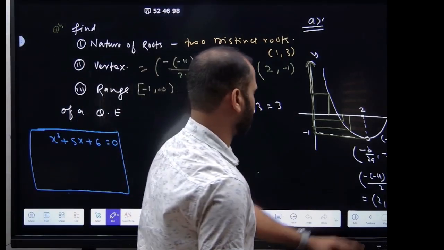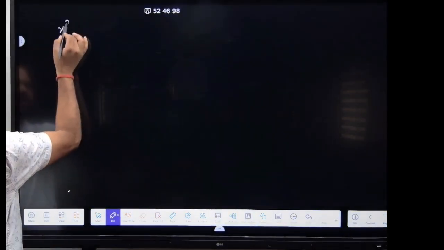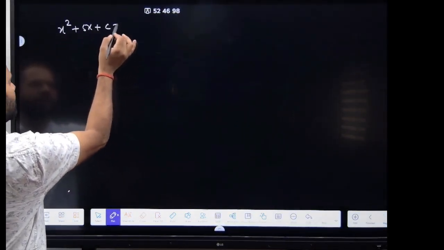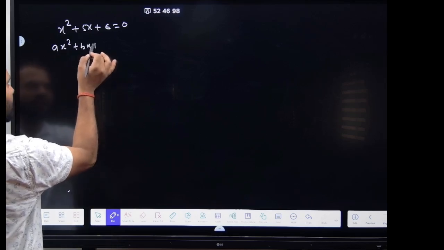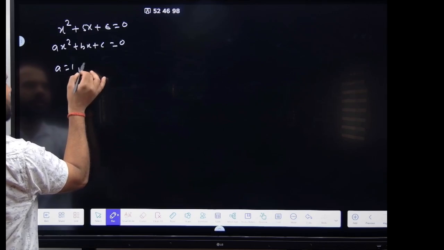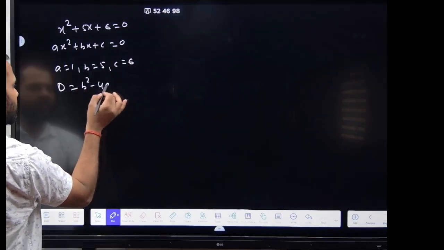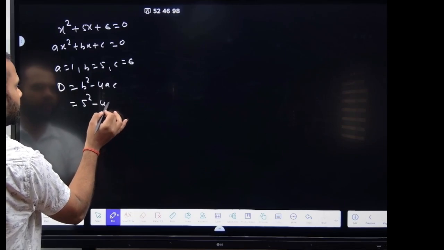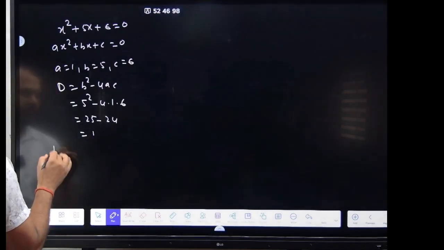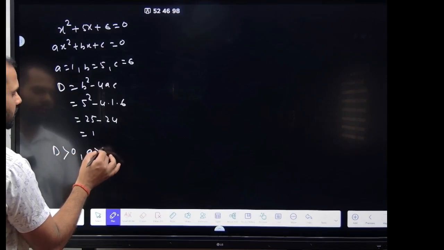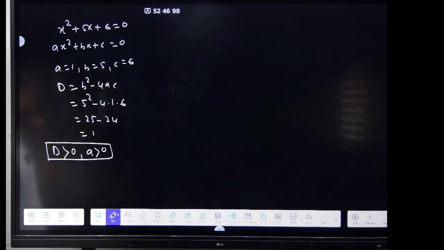Did you get all the answers? Just say, the last question I am solving. Please tell me the equation. We have x square plus 5x plus 6 is equal to 0, right? If I compare with ax square plus bx plus c is equal to 0, a is 1, b is 5 and c is 6. What is d? b square minus 4ac: 5 square minus 4 into 1 into 6, 25 minus 24, 1. Correct? So d is greater than 0, a is also greater than 0.